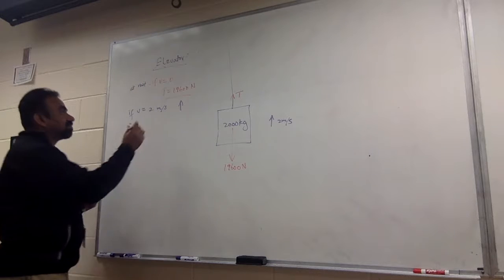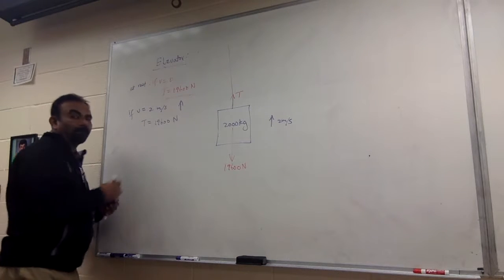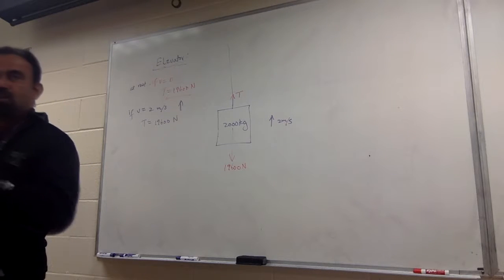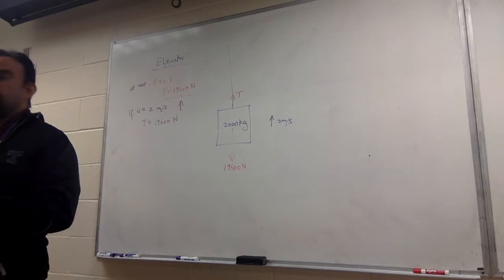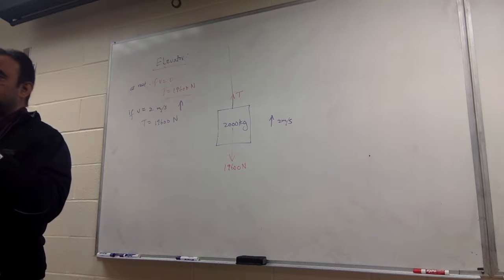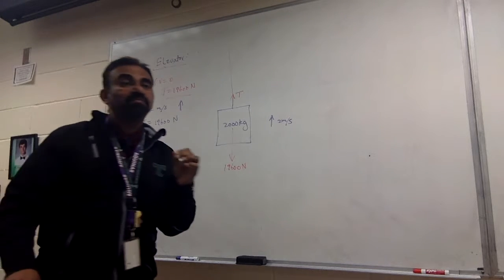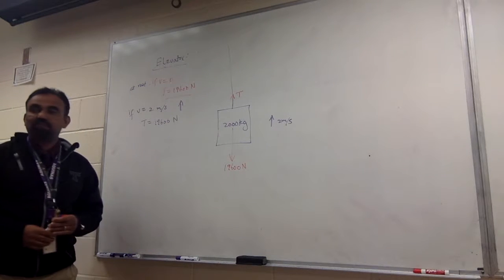19,600. Good. Why? No acceleration. Again, which law? First law. According to first law, if there is no acceleration, which means the object is at rest or moving with a constant velocity, the net force must be 0.